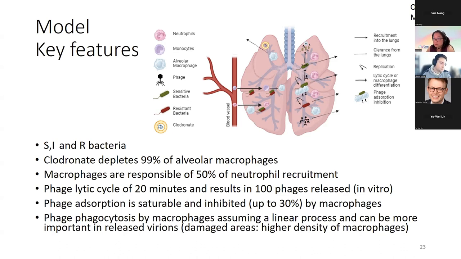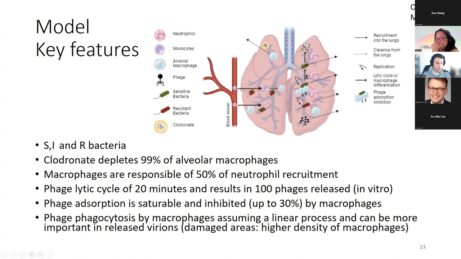We estimated that the clodronate depleted about 99% of alveolar macrophages, and also that macrophages were responsible for about half of the neutrophil recruitment by the cytokines they release. From in vitro studies, we kept the phage lytic cycle at about 20 minutes, and a burst size of 100 phages released at each lytic cycle.